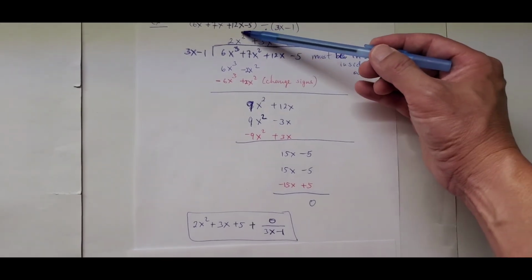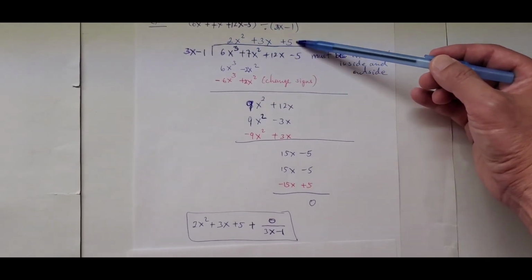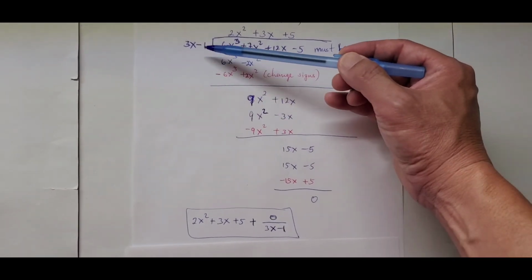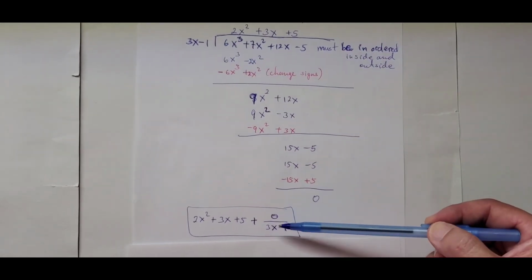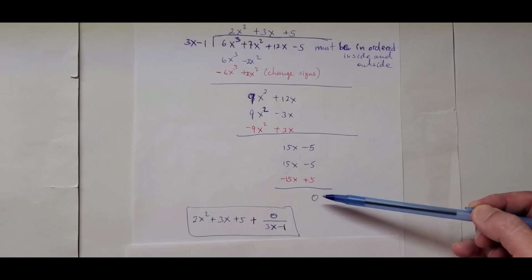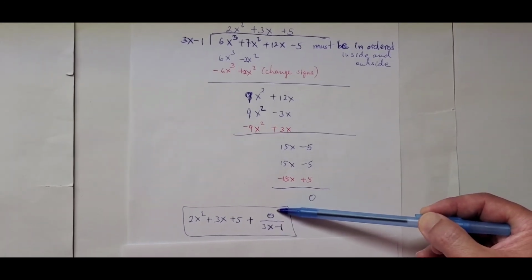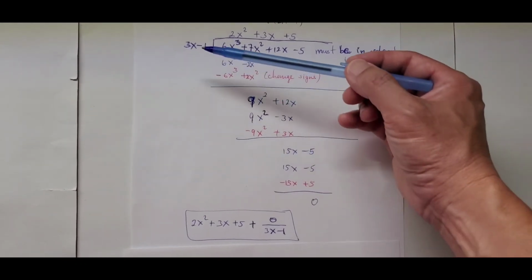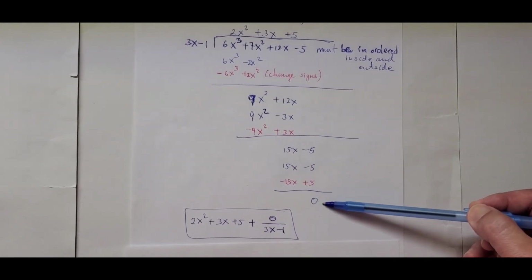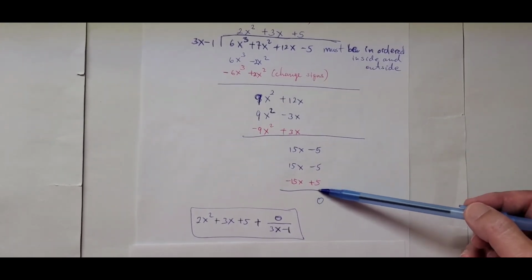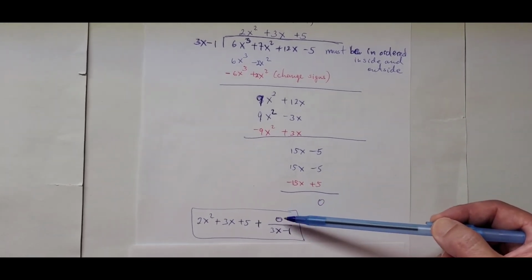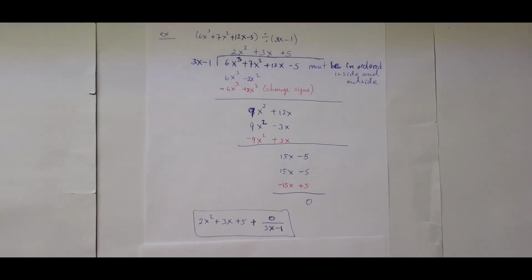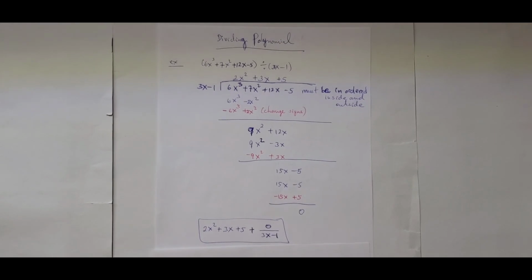So one more time. This is our answer right here, so you put it here. There's no remainder, so 0 over the divisor. If there is a remainder, let's say minus 3, you put minus 3 here, and so on. The remainder should be on top of the divisor. Okay, so that's how you do polynomial divisions, or dividing polynomials.